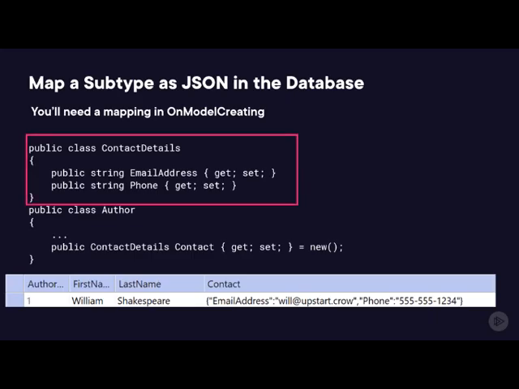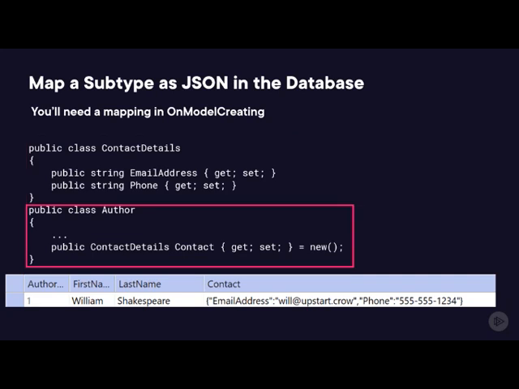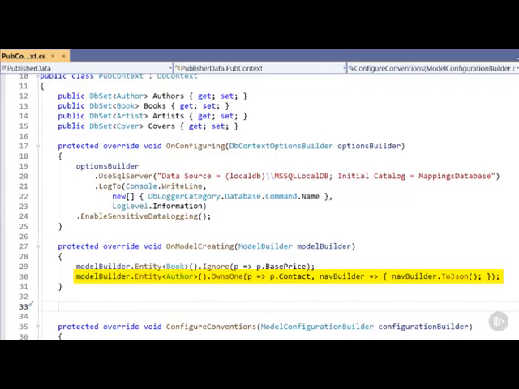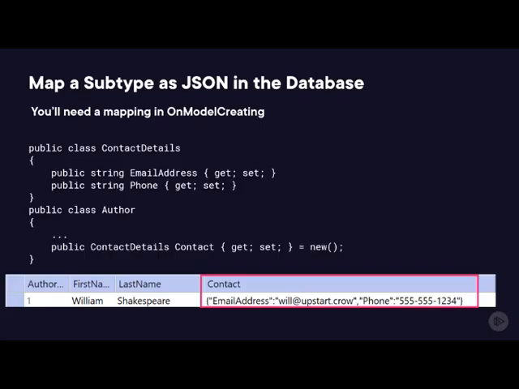Notice that this ContactDetails type has an email address property and a phone property, but there's no key value, and therefore it can't be an entity, but it can be used as a property in other entities as I'm doing here in the Author class. There's a specific mapping you'll need to implement in OnModelCreating to enable this, but with that in place, the ContactDetails data will be stored as JSON in a char field in the database, as you can see here in the screenshot of the Authors table data.